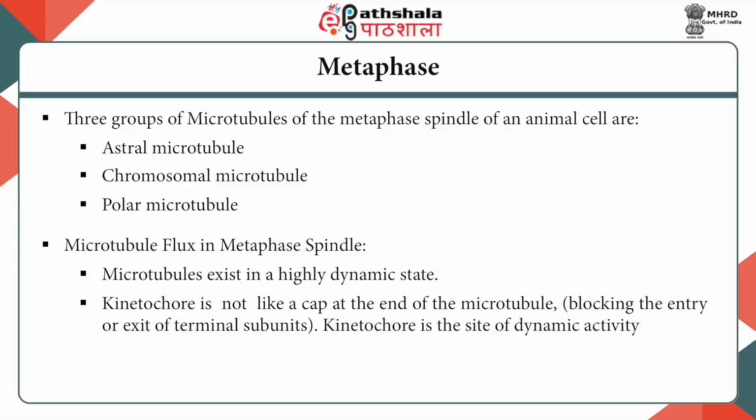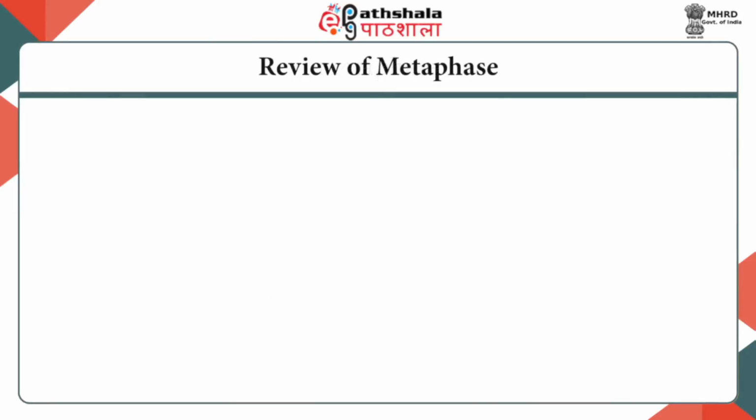Now, you must be thinking how subunits move along the chromosomal microtubules from the kinetochore towards the pole. The answer is, more subunits are added to the plus end than are lost. So there is a net addition of subunits at kinetochore. Meanwhile, the minus end of the microtubules experiences a net loss, and thus subunits move along the chromosomal microtubules from kinetochore towards the pole.